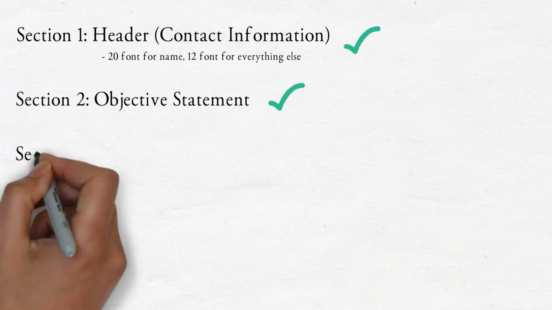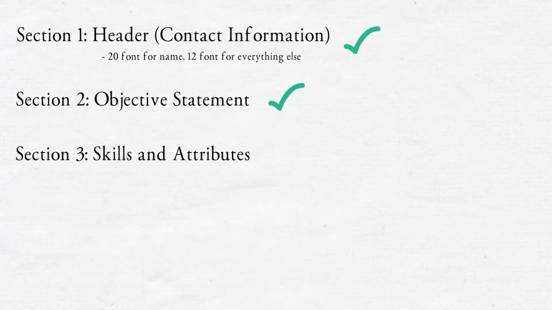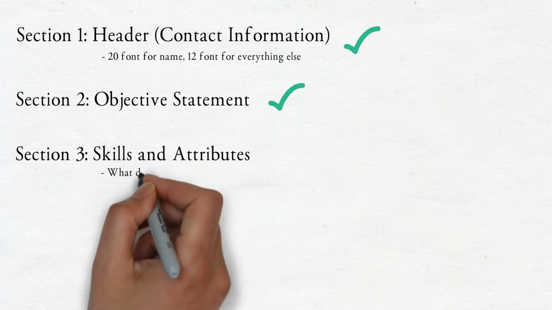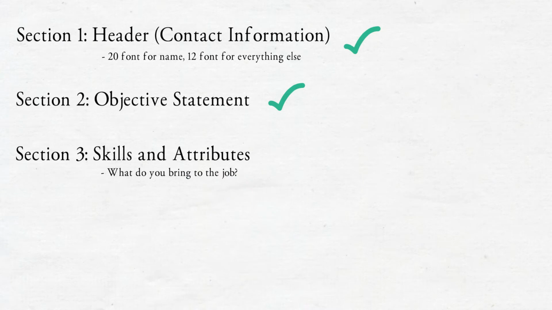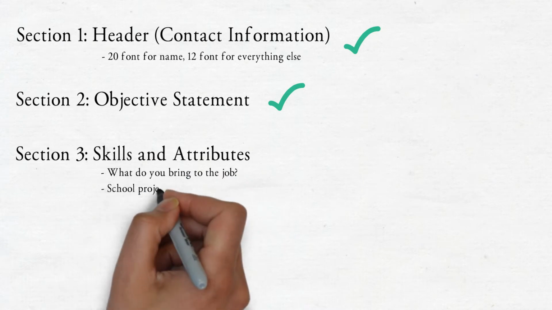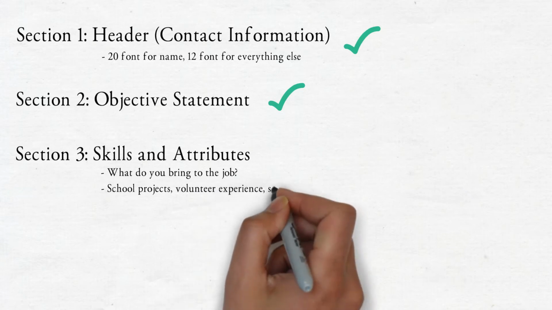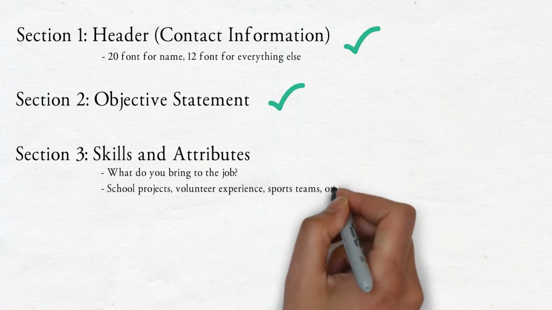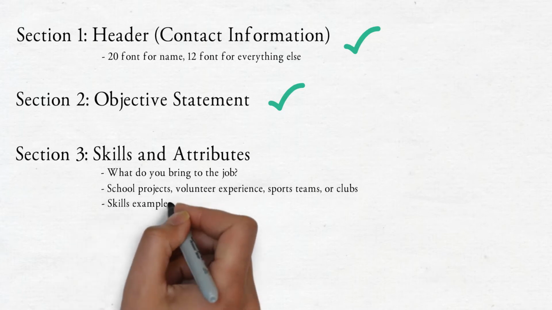The next section is skills and attributes. This is a chance for you to showcase what you bring to the job. You're probably wondering, where do I get my skills and attributes from? Skills and attributes are developed through working on school projects, formal work, volunteer experience, for example, working at a community center or a church, sports teams, or belonging to clubs.